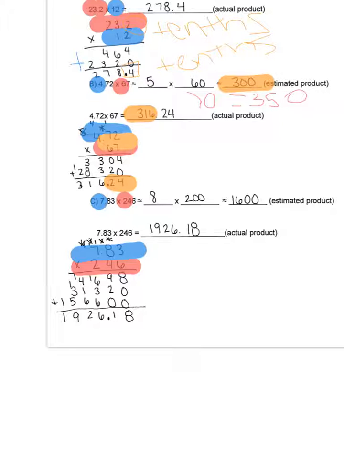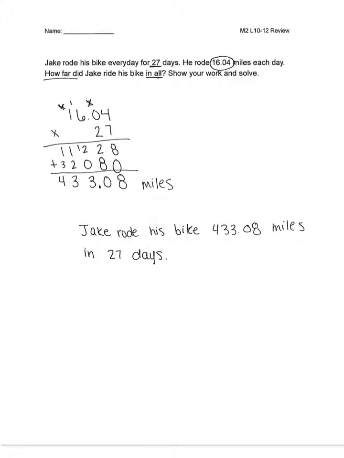My decimal is in tenths hundredths, so I put it in the hundred spot, 2 digits after the decimal. And so my answer is 2 digits after the decimal. Looking at my estimate, I'm around 1,000, so it is pretty close. A little higher, but it is close. So that is the review for Module 2. And then there's going to be a word problem on the progress check.